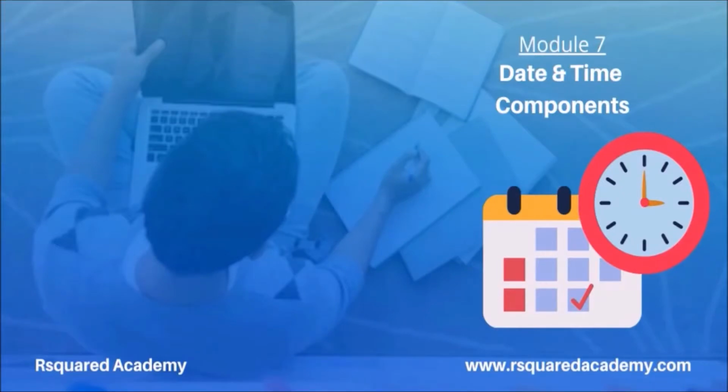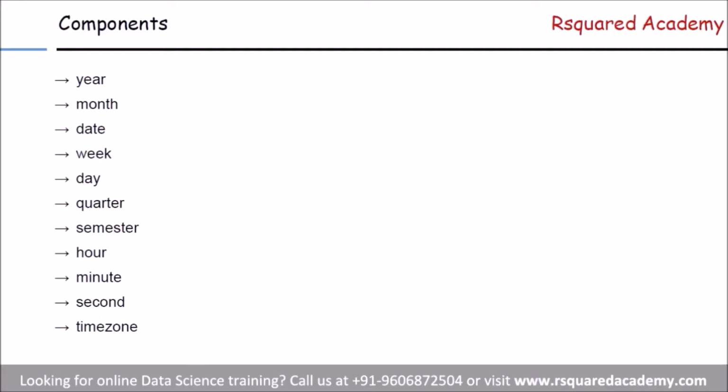In the second module, we discussed the downside of saving date time as character or string in R. One of the main points was that we can't extract date or time components such as year, month, hour or minute from the date or time object. Now in this module, we'll learn to extract date time components such as year, month, date, week, day, quarter, semester, hour, minute, second, and time zone.